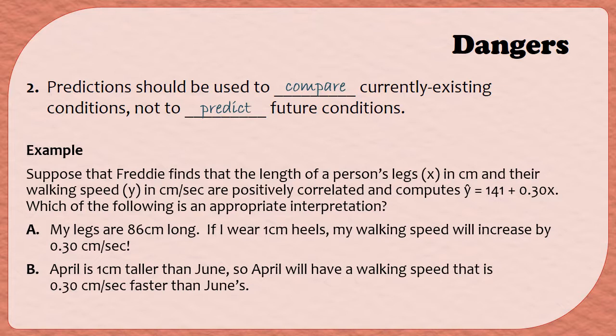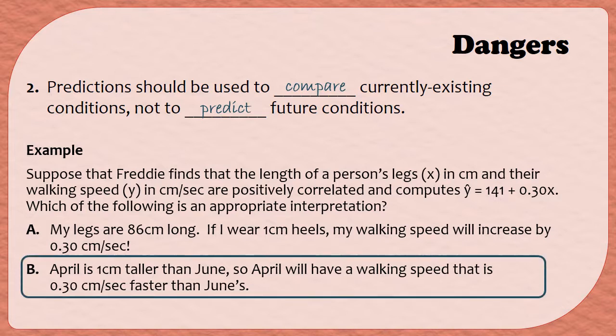I mean, even if 1 centimeter is not that big, if you wear heels, you're probably not going to be walking much faster. So let's look at option B. April is 1 centimeter taller than June. So April will have a walking speed that is 0.30 centimeters per second faster than June's.